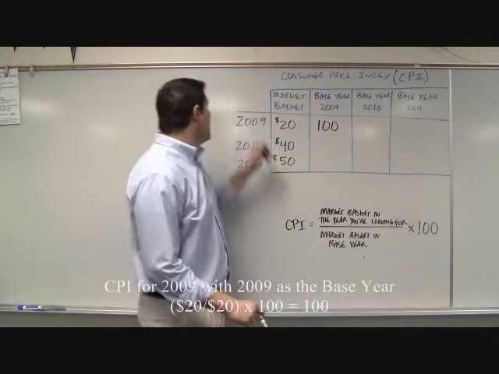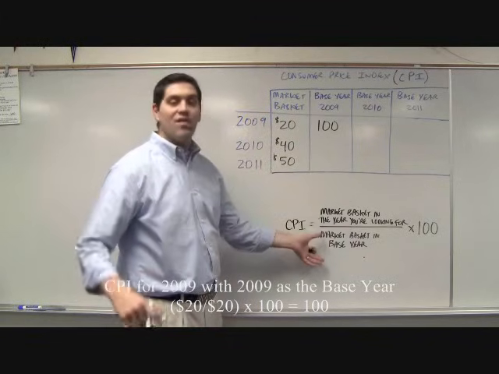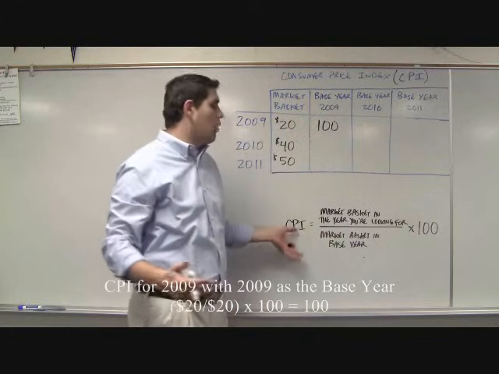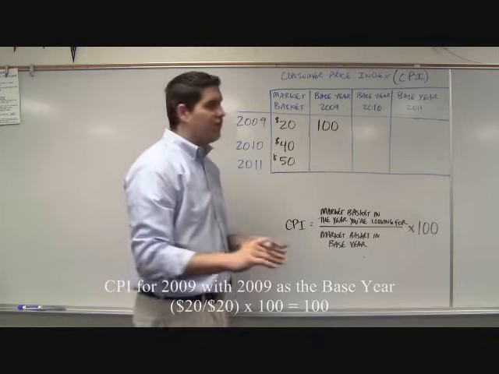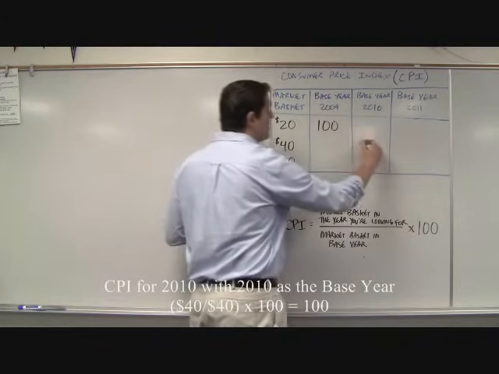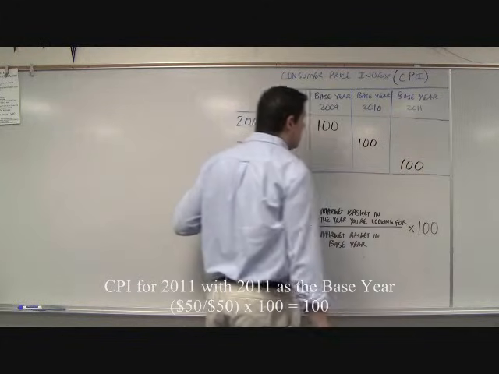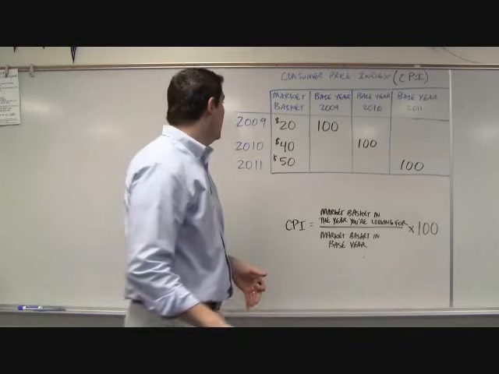How do I know? Well, if 20, which is the year you're looking for, 2009, divided by the value of that market basket in 2009, which is the base year, 20 divided by 20 is 1 times 100. 100, always the base year. So right now, let's just go fill that out. In 2010, this is going to be 100. That's the base year. In 2011, this is going to be the base year. The question is what goes here and what goes here. Let's figure that out.